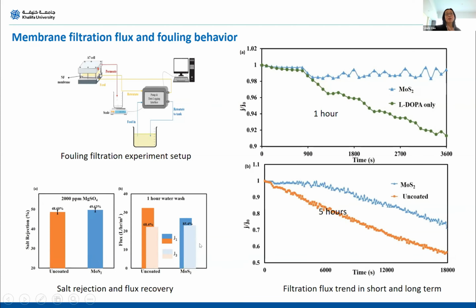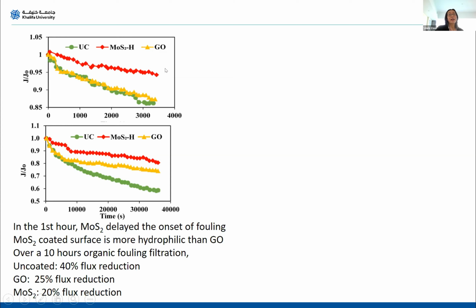If we look at the results of this comparison, within the first hour of cross-flow filtration experiments, by the way, BSA at 1 gram per liter is used as an organic foulant in these accelerated fouling experiments. You can see within the first hour, the MoS2 coated membrane has less flux reduction. However, the GO coated and the non-coated are both experiencing flux reduction.